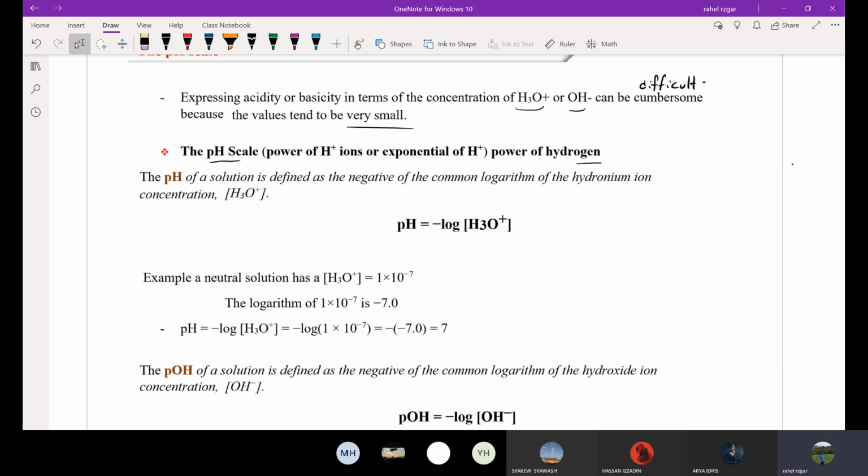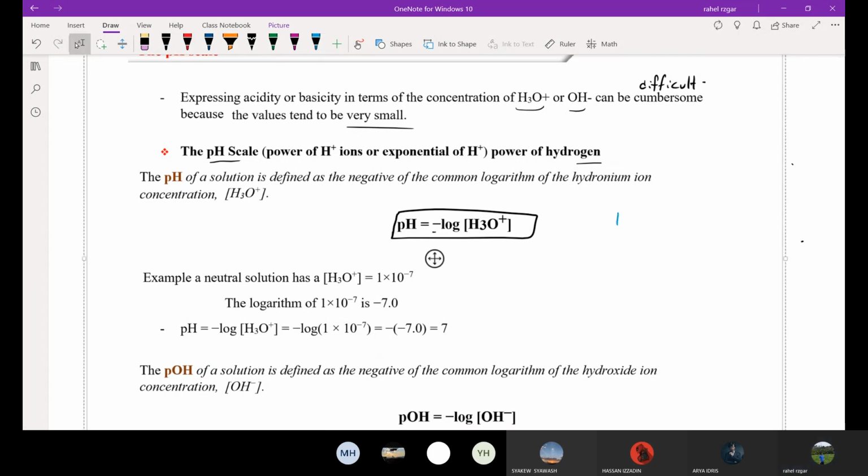pH of a solution is defined as the negative of the common logarithm of hydrogen ion concentration. So actually, this definition is this. It says negative of common logarithm of what? Hydronium ion, H3O. So negative log of H3O is pH. You have studied pH. You have studied logarithm in 11th grade.